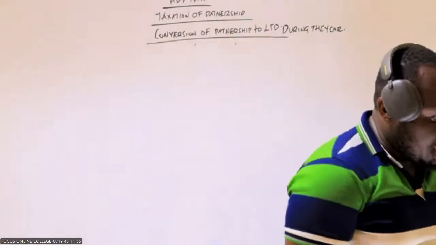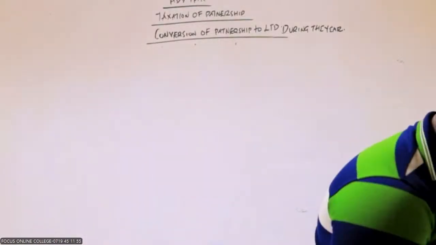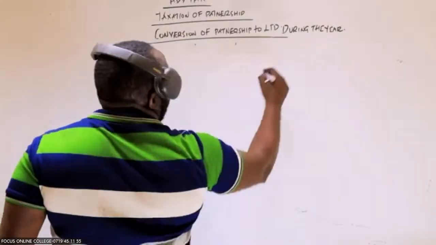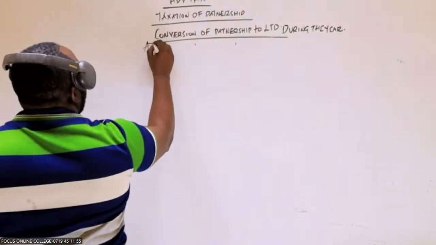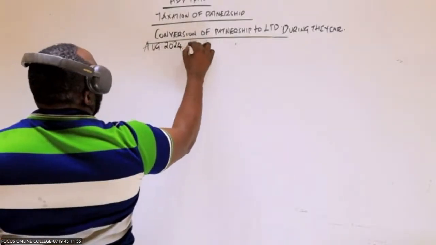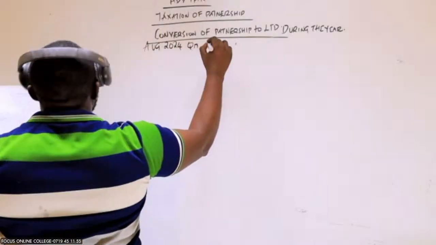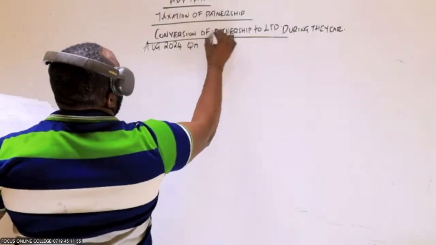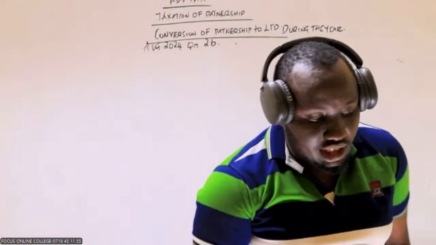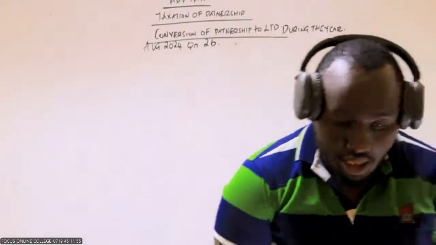So the question is August 2024. We'll take on the first question. That is August 2024, question 2B. Open that question, send that question. August 2024, question 2B. Do we have the question?